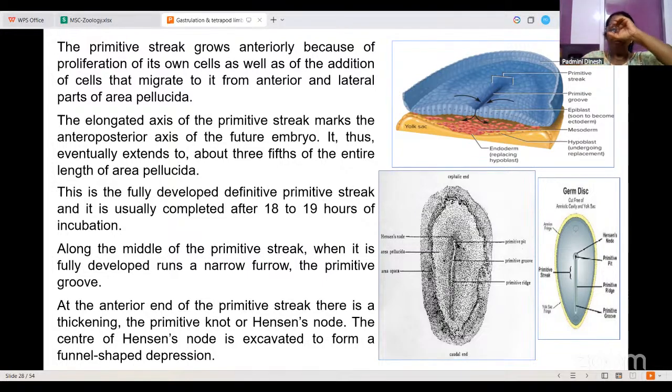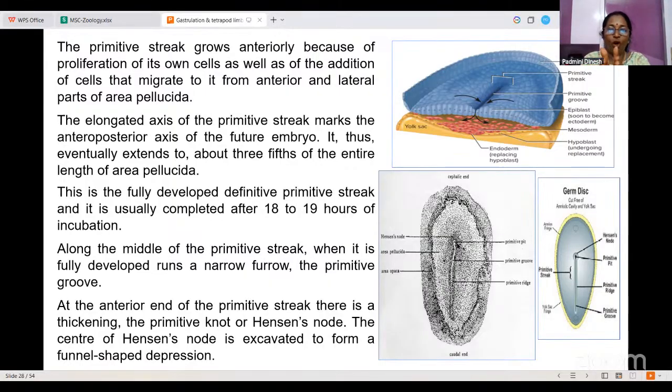All the cells are going to be formed to form the mesoderm. Now the rest of the cells that are going to come and go inside this primitive pit are going to form the future notochord. The notochord that is going to be formed is because of the cells that are coming inside.